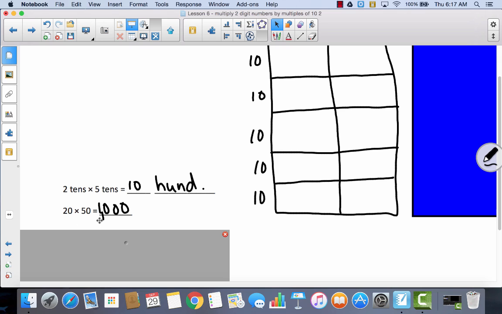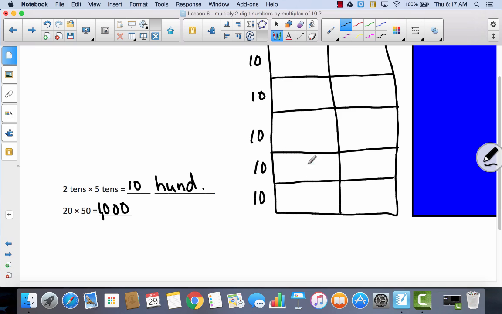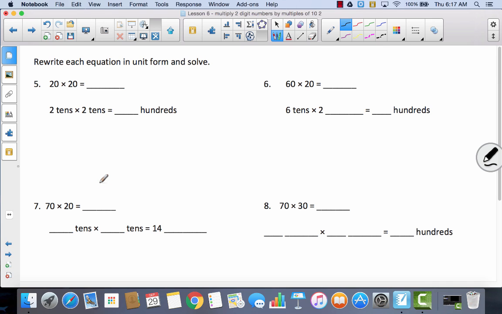20 times 50 is equal to 10 hundredths, or 1,000. Now hopefully you're smart enough to start figuring out a pattern. I'm not going to point it out to you just yet, but eventually this model is going to go away and you should be able to solve just by looking at the number sentence. Okay, so we're going to rewrite each equation in unit form and solve. So again, there's not going to be a model anymore. We're going to take the model away and we're just going to look at the number sentence.